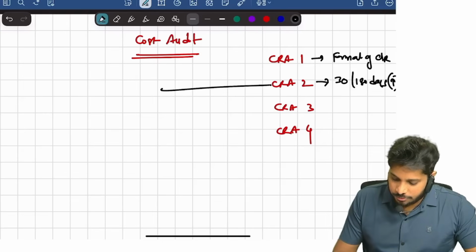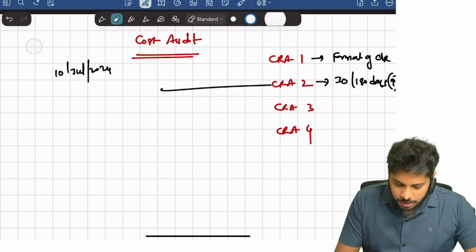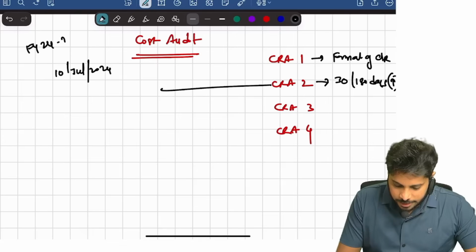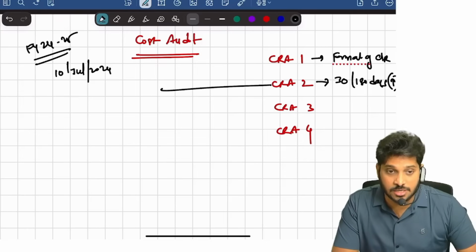For example, we appointed the cost auditor on 10th July 2024. For example, financial year 24-25 we are discussing. We are discussing in the context of which financial year?